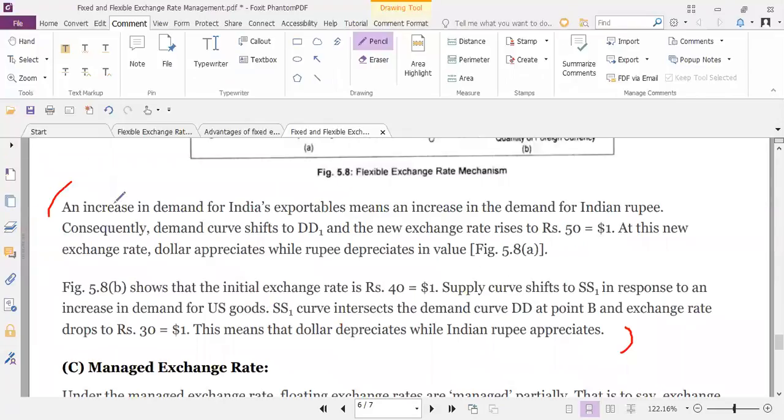Okay, so an increase in demand for India's exportables means an increase in demand for Indian rupees. So if Indian goods are demanded more in the external international market, then our exports will increase, right? There'll be demand for India's exportable goods, and this will also increase the demand for Indian rupee, right? Consequently, the demand curve shifts to DD1.